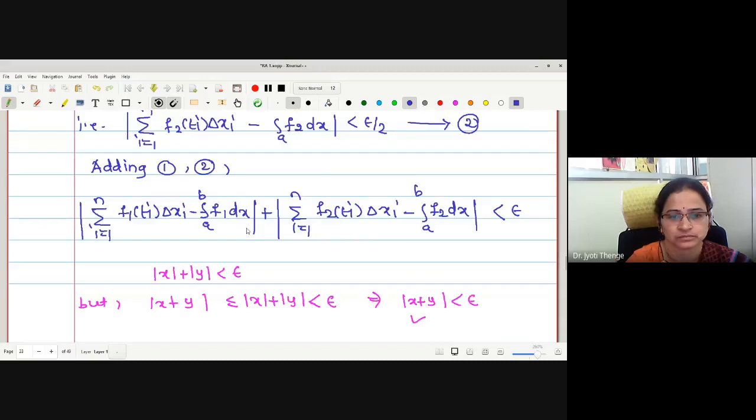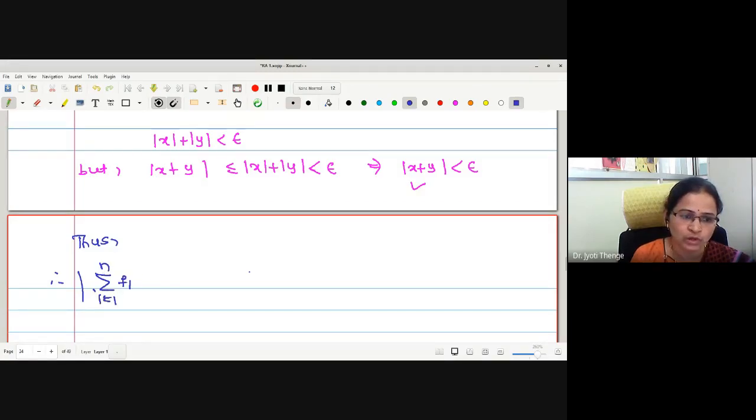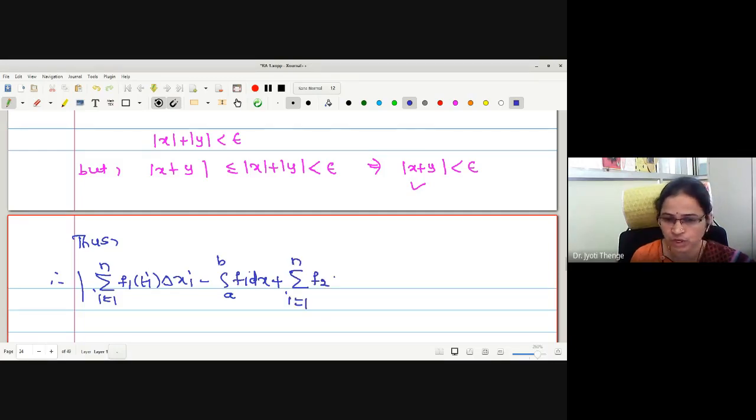Okay, let me write in the common modulus, so that this will be mod of summation i equals 1 to n f1 ti delta xi minus integration a to b f1 dx, added with, what is the second term? Summation i equals 1 to n f2 ti delta xi minus integration a to b f2 dx, and still it is less than epsilon.